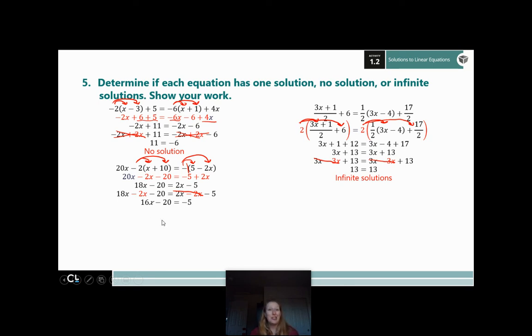Let's go ahead and add 20 to both sides. It'll make things easier. So plus 20 plus 20. Of course, a -20 plus 20 is nothing. They cancel out, which is why we did it. And -5 plus 20 gives me a positive 15. 16x equals 15. Well, then let's divide both sides by 16, and I get x equals 15 over 16.